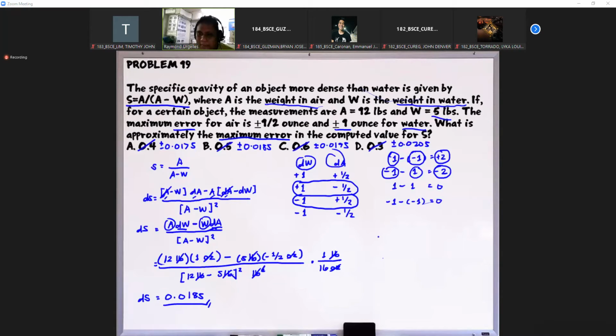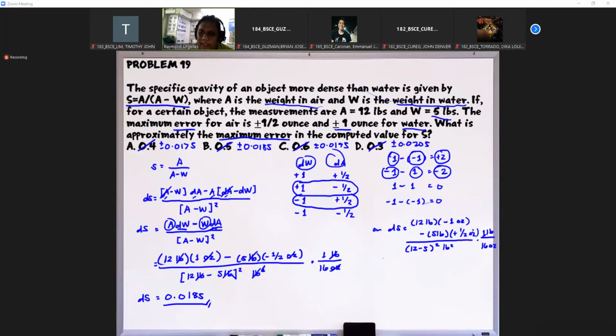So again, DS will be equal to 12 pounds multiplied by negative 1 ounce, minus 5 pounds multiplied by positive 1/2 ounce, divided by 12 minus 5 squared. So again, this will be in pounds squared. We also multiply this by 1 pound for every 16 ounces.